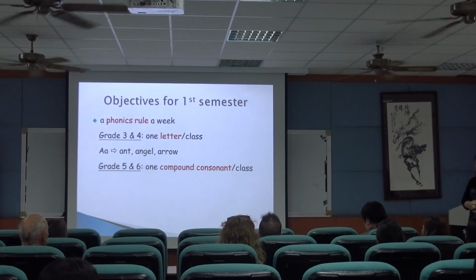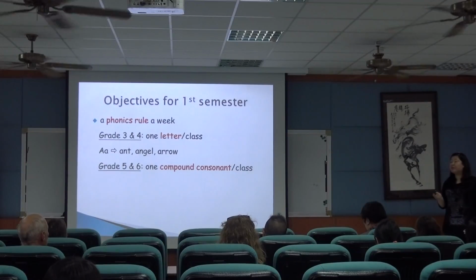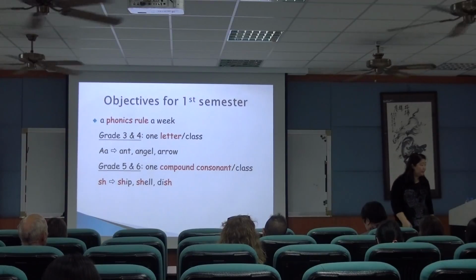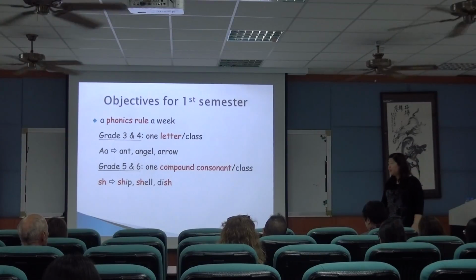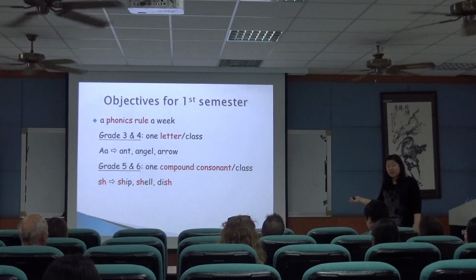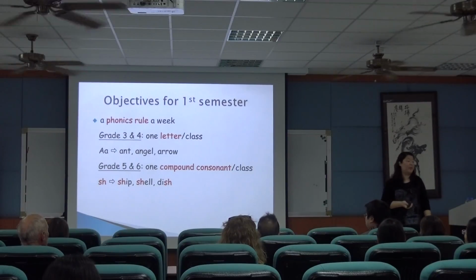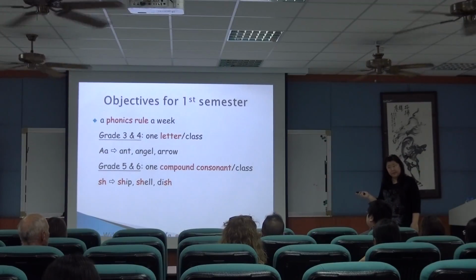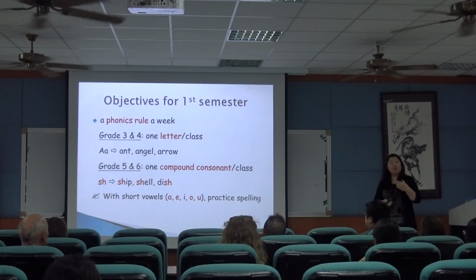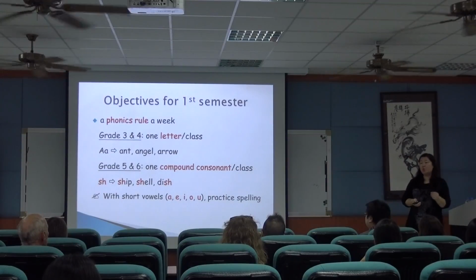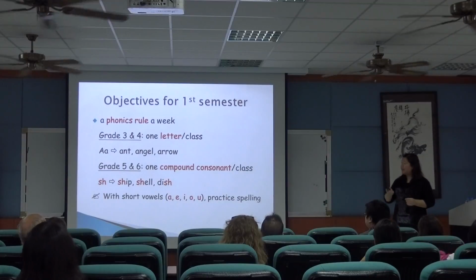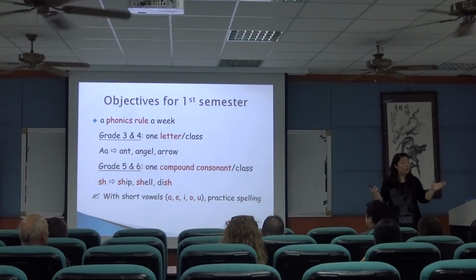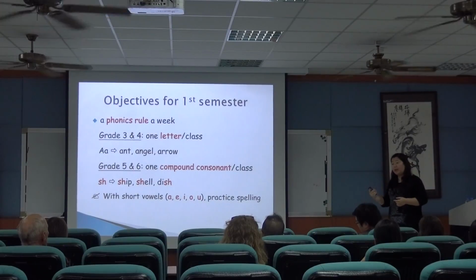Okay. For grade 5 and 6, we are trying to do compound consonants. For example, we are going to teach them SH. That means we'll teach them should, shall, dish, and there are two things we have to pay attention to when we teach the compound consonants. We want to make sure they can also practice the spelling with the short vowels. So in this example, e, they are short vowels.